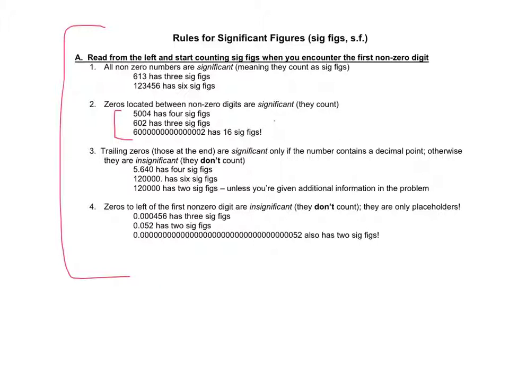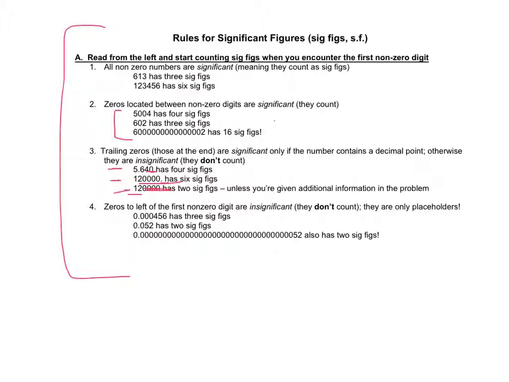So you can see in the examples, this first one has a decimal point, so that 0 does count. Second one has a decimal point, so all those zeros count. Third one, no decimal point, so none of those zeros count. The only ones that would count are the two non-zero numbers, the 1 and the 2.